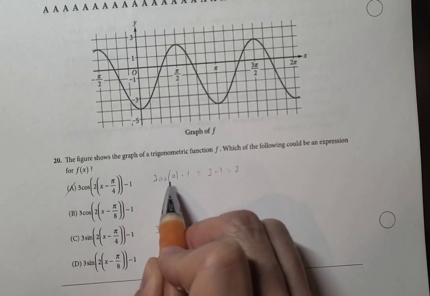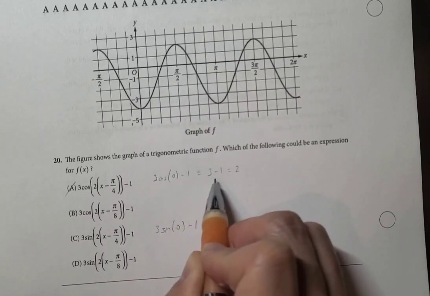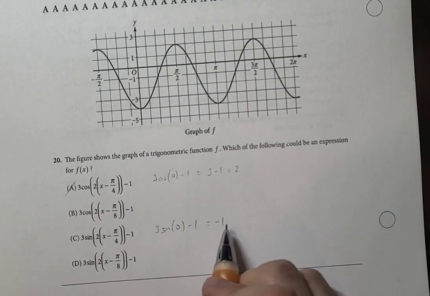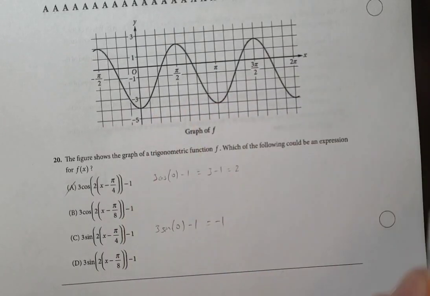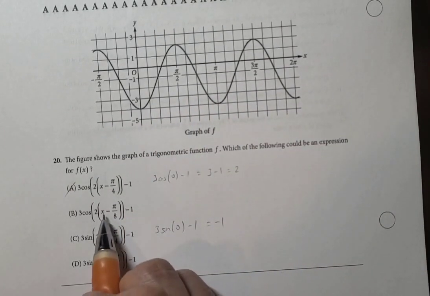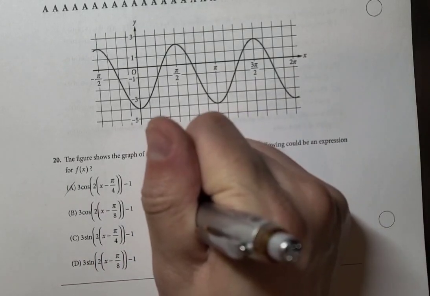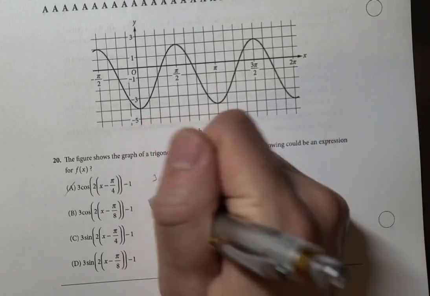Okay? I don't know if I said this here. Cosine of 0 is 1, so 3 times 1 is 3 minus 1. So that's why I got that. Okay? So it is minus 1 there. So let's keep that. Okay? Now let's also plug in maybe pi over 8 into these two to see if we can eliminate one of them. Okay, so let's plug in pi over 8.